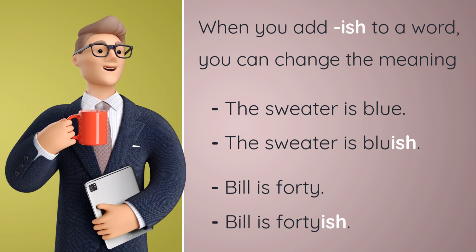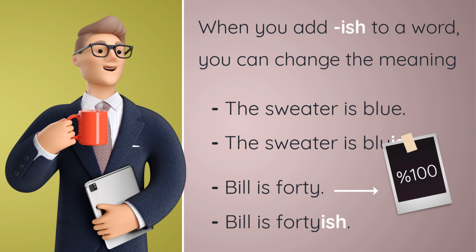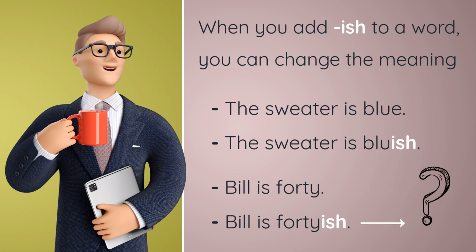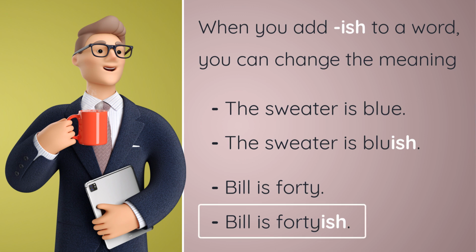Here is another example. Bill is 40. He's 40 years old. We say that with confidence. But what about if we don't really know Bill's age? He looks 40, but maybe he is 42 or 45. We might say, Bill is 40-ish.